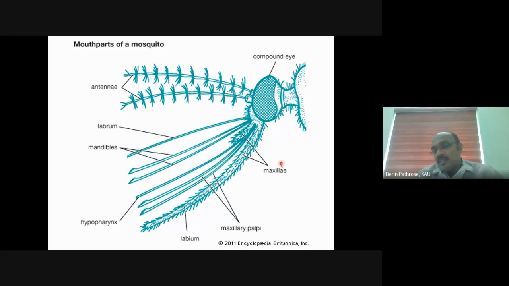Here this marking is slightly different, it is wrong. Here it is, this is maxillary palpi. It's not maxillary, actually, this is labium. The marking over here is correct.